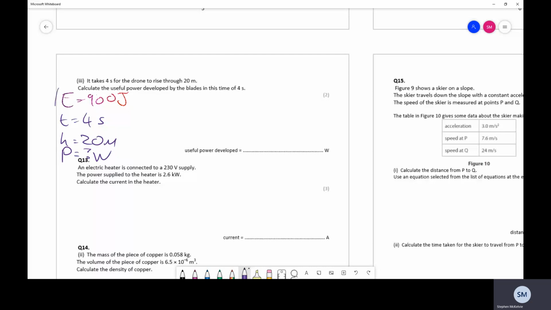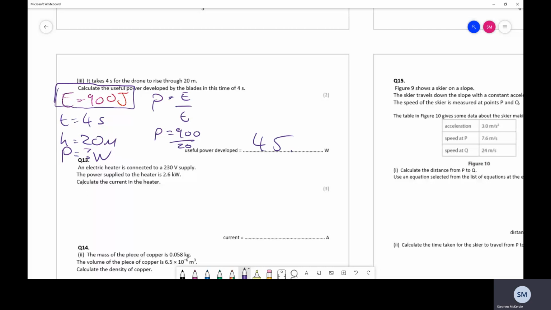Now, if we didn't know that we could use our previous answers for the next questions, then you'd be left with time, height, and power, and that's just not going to happen. So write down that our equation is P is equal to E over T. Power is going to be equal to 900 divided by 20, and that is going to be 45 watts.